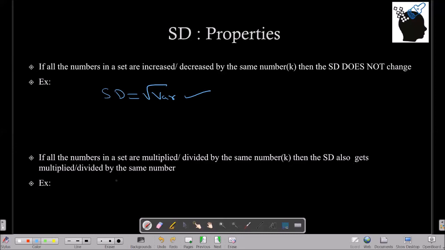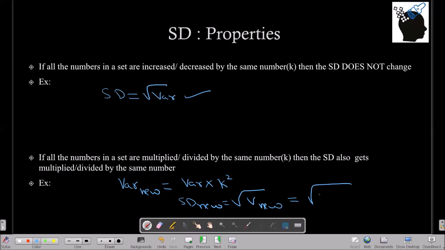Now if you remember, the variance was getting multiplied by the square of this number, and standard deviation is the square root of variance. So it will become nothing but the square root of variance times k square, or the square root of variance times k, which is nothing but standard deviation times k. So if all the numbers in a set are multiplied or divided by the same number, then the standard deviation also gets multiplied or divided by the same number.